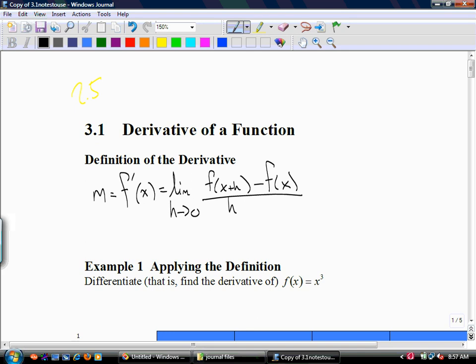Anybody have an incredible sense of deja vu? No? I've never seen this formula before. What the heck are you talking about?